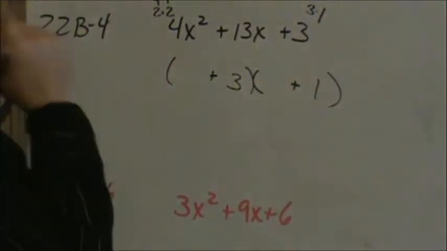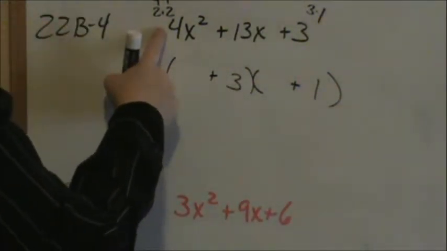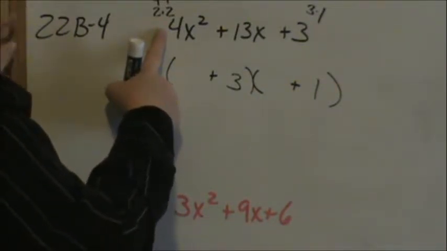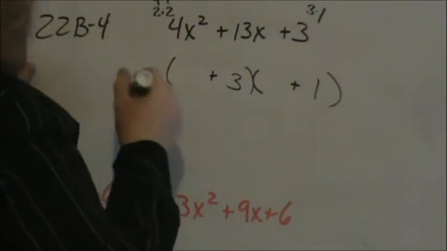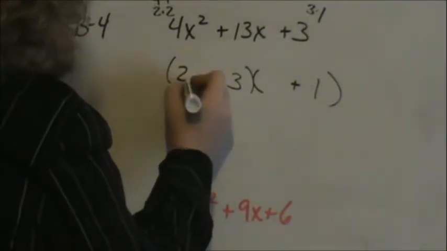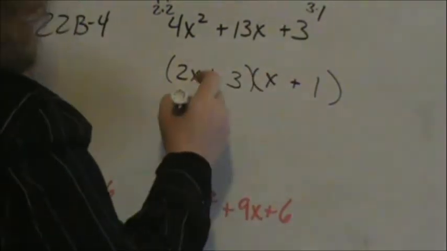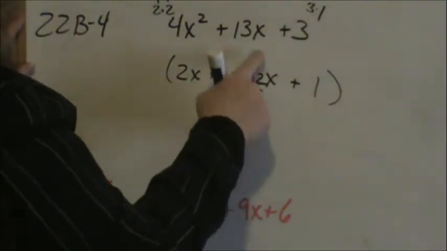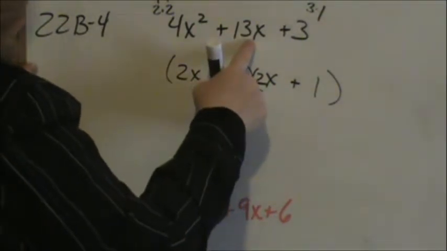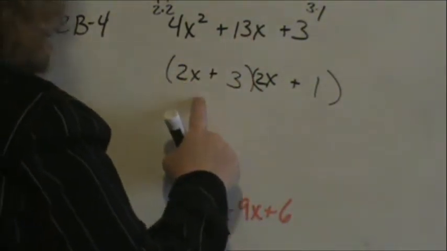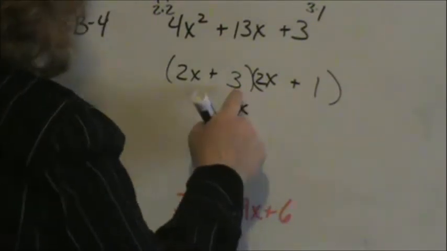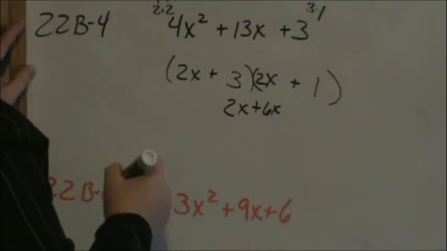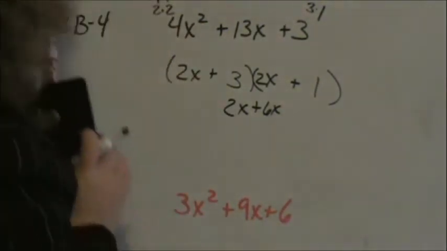3 and 1. Now let's go back to this first term. I'm either going to use a 4 and a 1 or a 2 and a 2. Again, there's no quick tips or tricks. Let's just try 2x and 2x, because that gives me 4x squared. And I'm trying to get my middle term to be 13x. So this gives me a 2x times 1 is 2x, a 3 times 2x, 6x. That does not give me 13x. So that's not going to work.